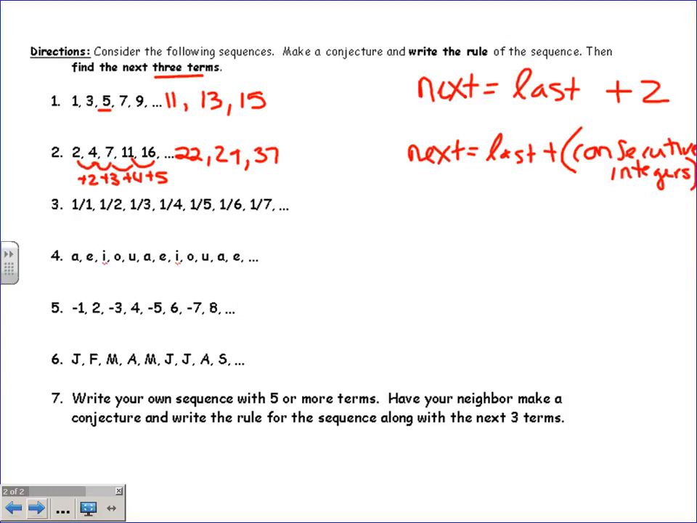Let's see. This is 1 over 1, 1 over 2, 1 over 3, 1 over 4. Pattern. The next equals basically 1 over, this would be consecutive integers. That's 29. Sorry, that says 29. That says 37. Yeah. So we'd have what? 1 over 8, 1 over 9, and 1 over 10 would be the next ones.